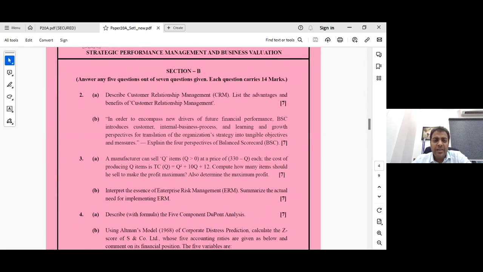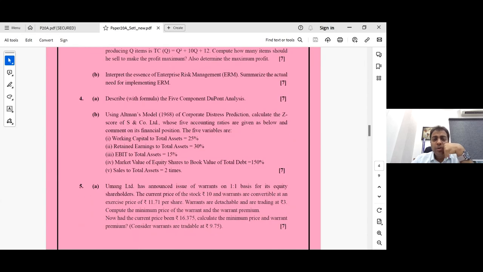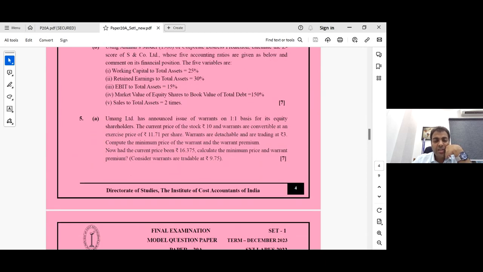Section B again is you have to answer any 5 questions out of 7 questions. Each question is 14 marks, and as you can see, most questions are broken into 2 parts, so 7 marks each, right? One good thing that has been done is that part A and part B is coming from the same section in most cases, right?